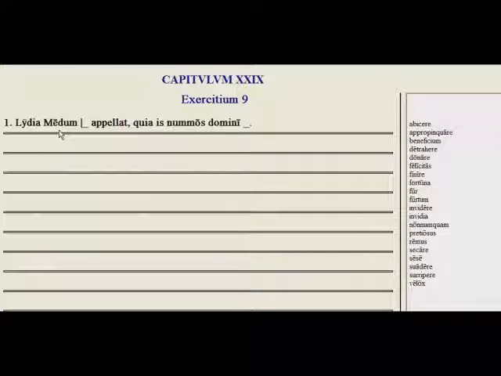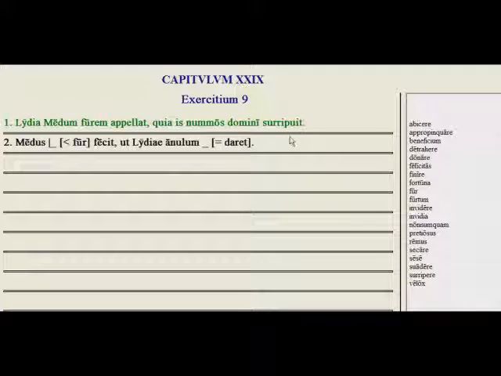Okay, let's go on to exercise number 9. Here we have our vocab exercise. So we have Lydia medum blank appellat, quia is nummos domini blank. Lydia calls Medus, what does she call him? She calls him a thief, and we want it to agree with medum in the accusative, so it's going to be from fur, it's going to be furem, because he stole the coins of his master. And we learned a verb for to steal this time, which was surripere, and so surripuit, because he stole, past tense of that.